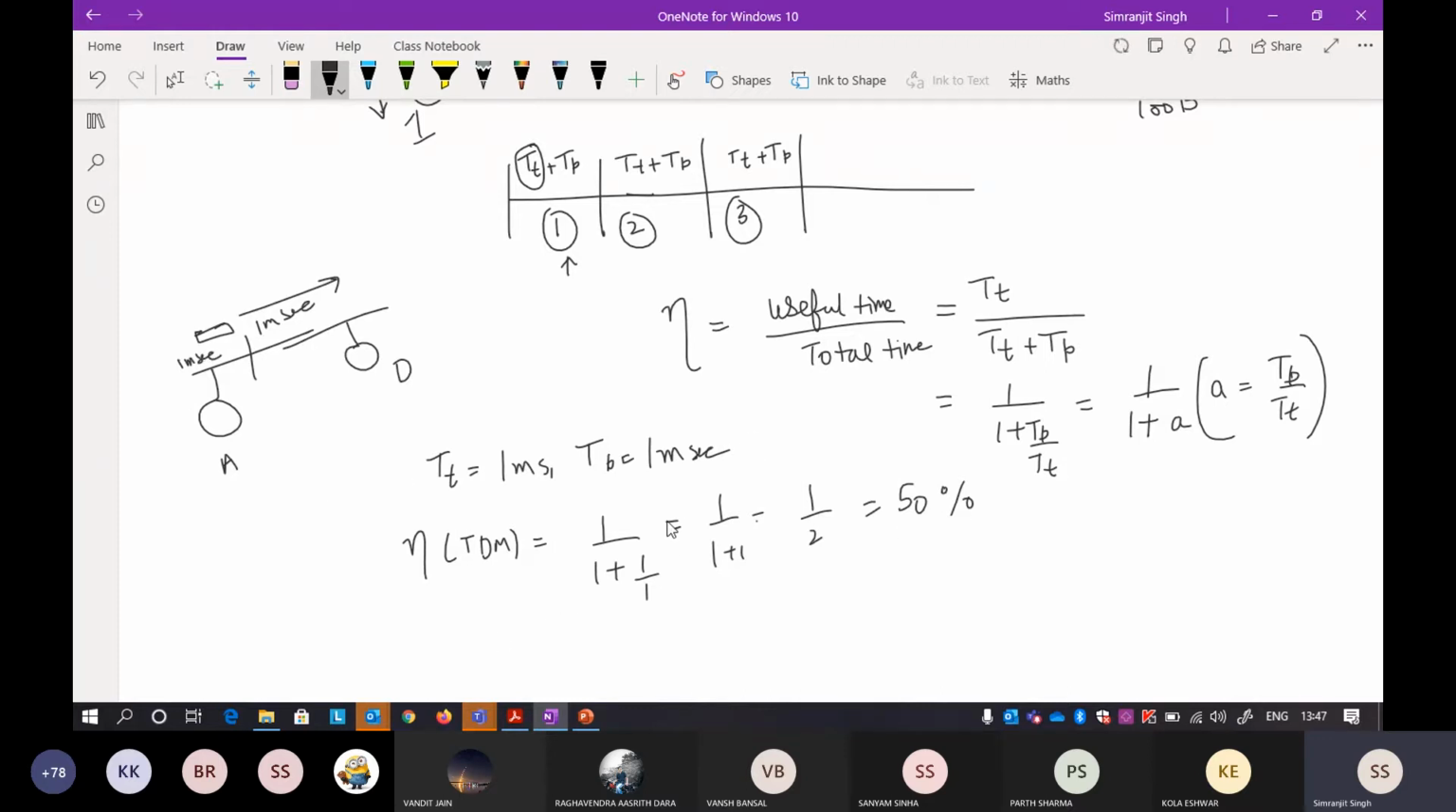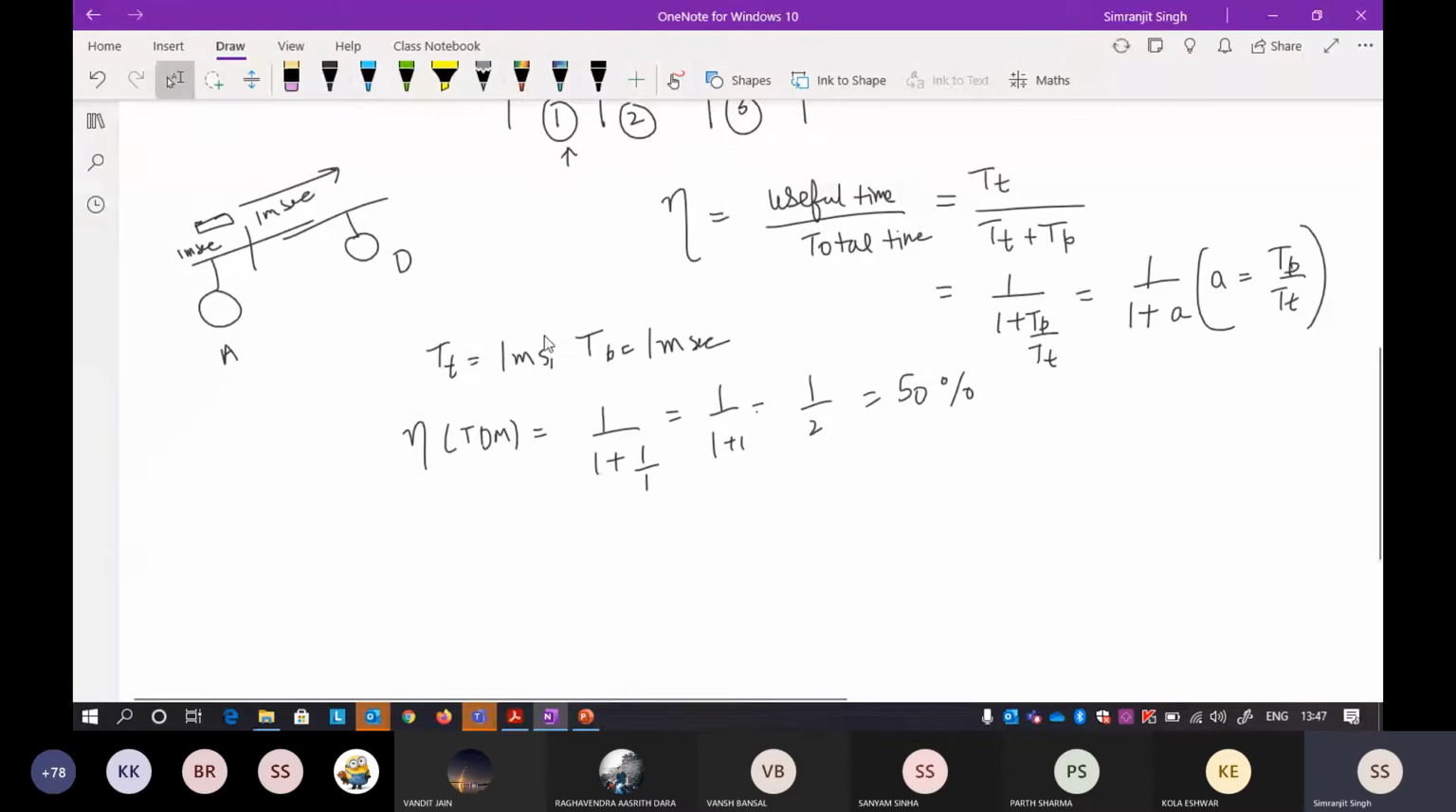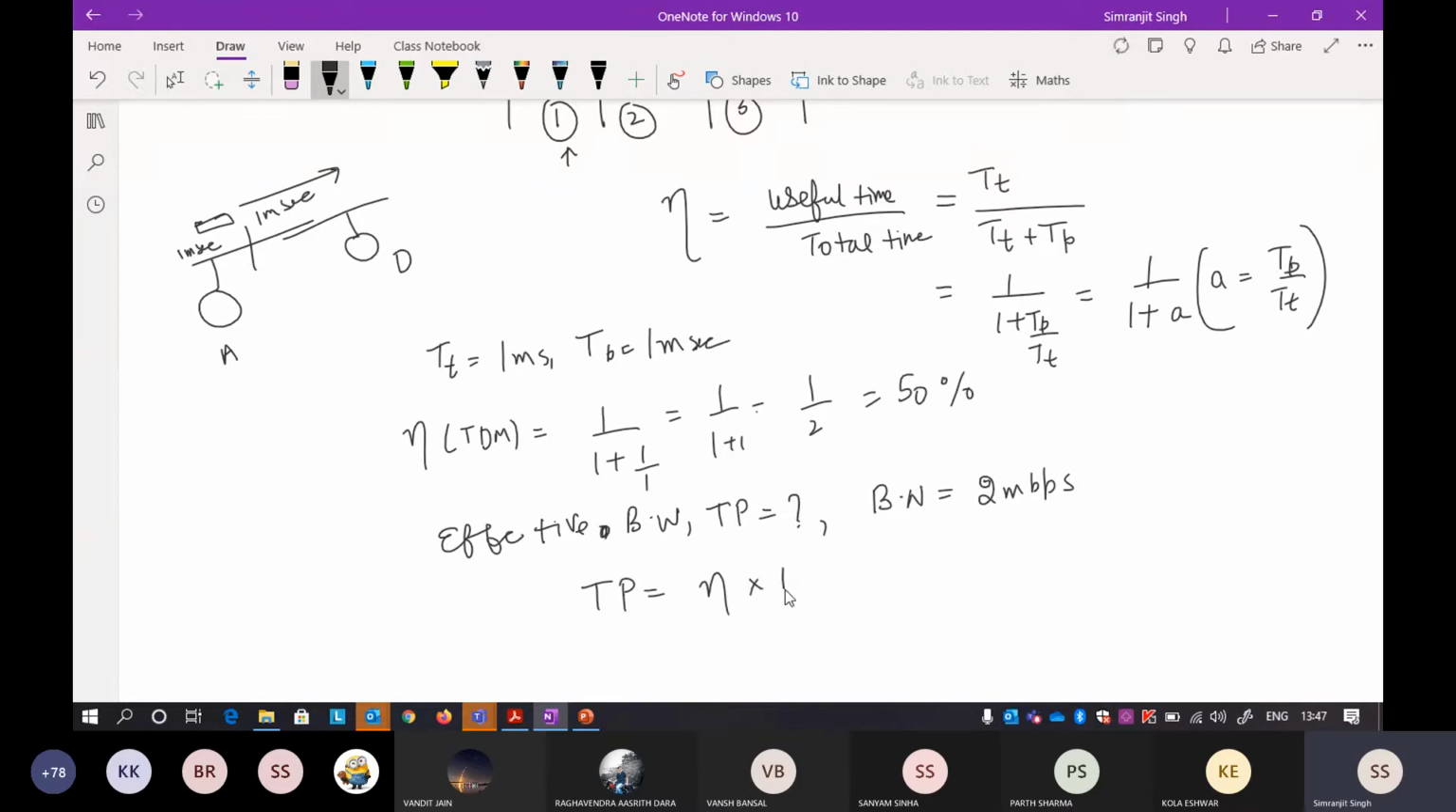Still, if you want to find the effective bandwidth or throughput, the formula is again the same. To find the effective bandwidth or throughput, I have to tell you the bandwidth. So suppose the channel bandwidth is something like 2 Mbps. When it is 2 Mbps, you already know what throughput is. Throughput is efficiency into bandwidth. So the efficiency will be 1 by 2, and the bandwidth is 2 Mbps, so it will become 1 Mbps.